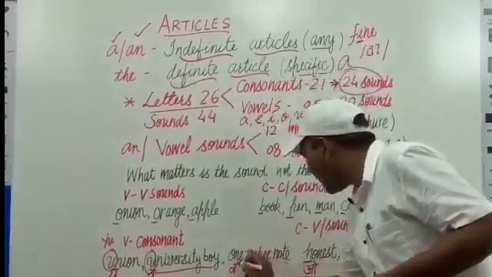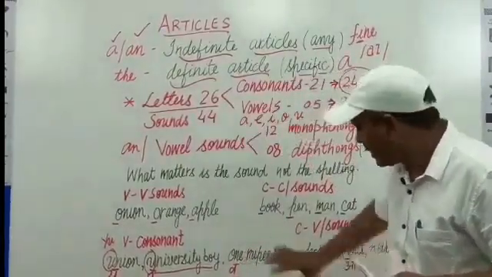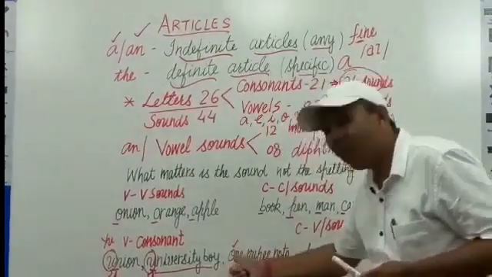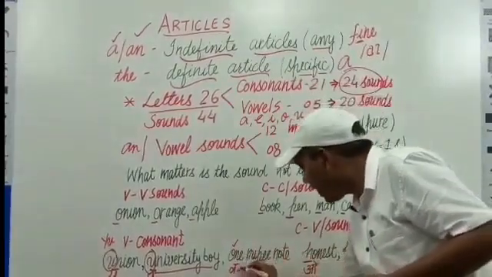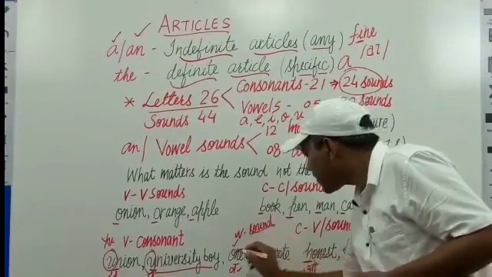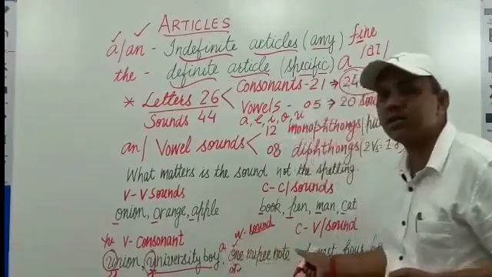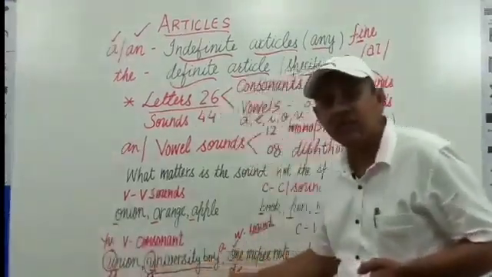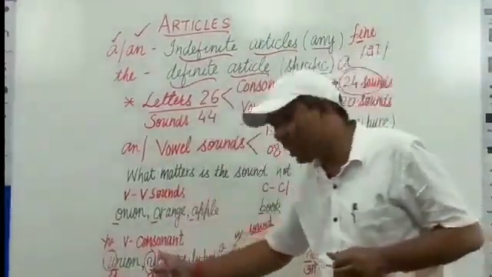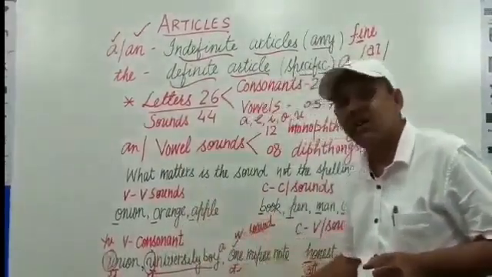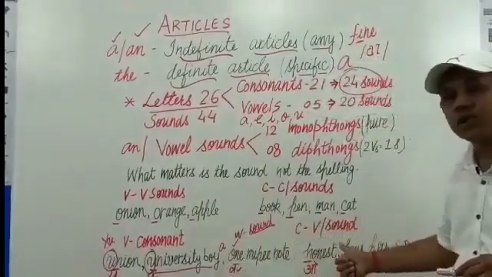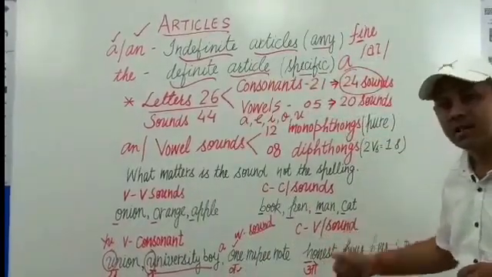Next word, one, as in 1 rupee note. In this phrase, the first word one, here the vowel O is producing a W sound, not an O sound. That's why we shall use a 1 rupee note, we shall use a university boy, we shall use a union instead of an union, an university boy, and an 1 rupee note. Understand? Now, let's take the example of consonants which produce vowel sounds.